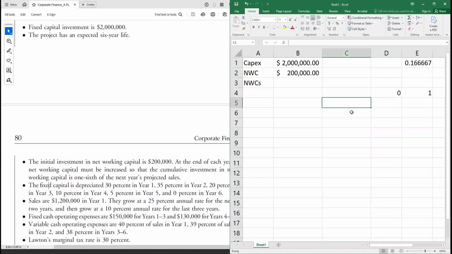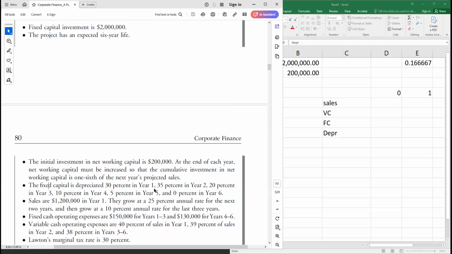so, sales, OPEX, if there's some OPEX, I don't know, I haven't checked it yet. Maybe, I think there's a variable cost, yeah. Variable cost, fixed cost, and depreciation. Okay, I'll put that. Now, depreciation, it says 30% in year 1, 35% in year 2, and so on.